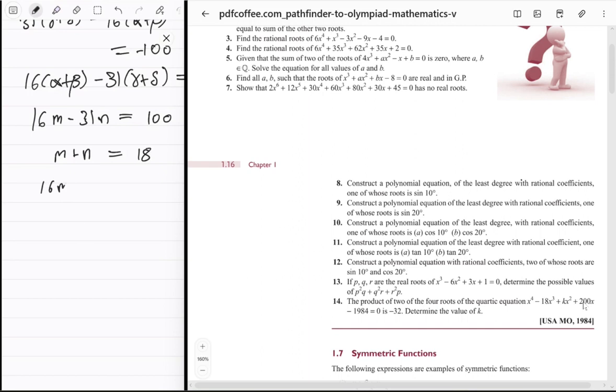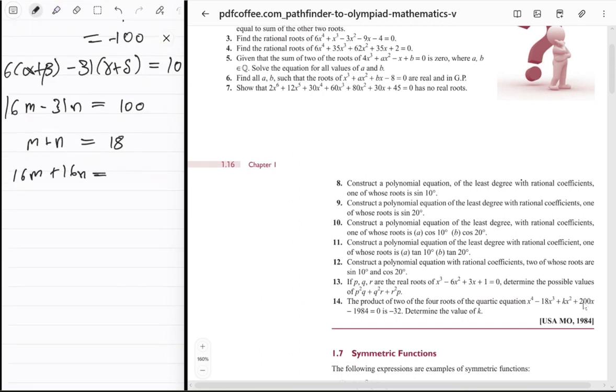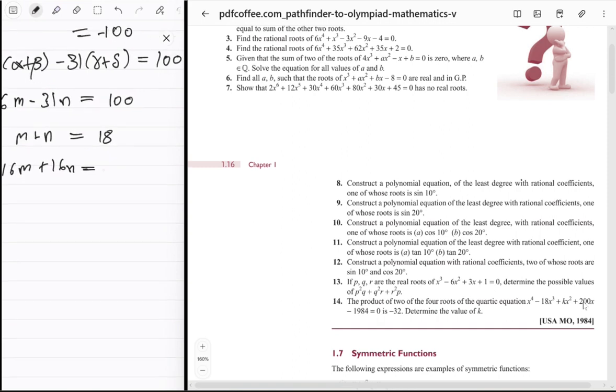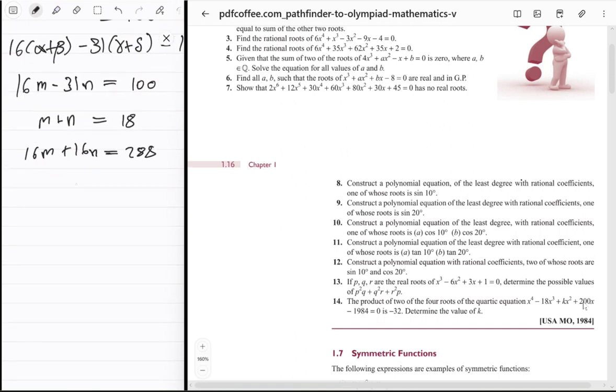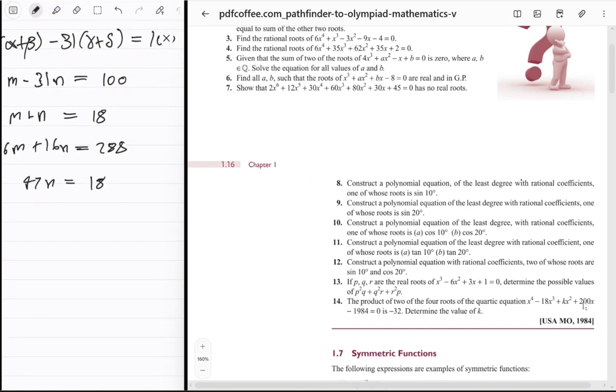Got 16m plus 16n is equal to 16 times 18, which is 17 squared minus 1. So 289 minus 1 is just 288. Then subtract, you're going to get 47n is equal to 188. Yeah, I have bad feelings about this thing. 188 upon 47. This times 4, 16, 20. Oh, come on, that actually is nice. This somehow turns out to be 4.